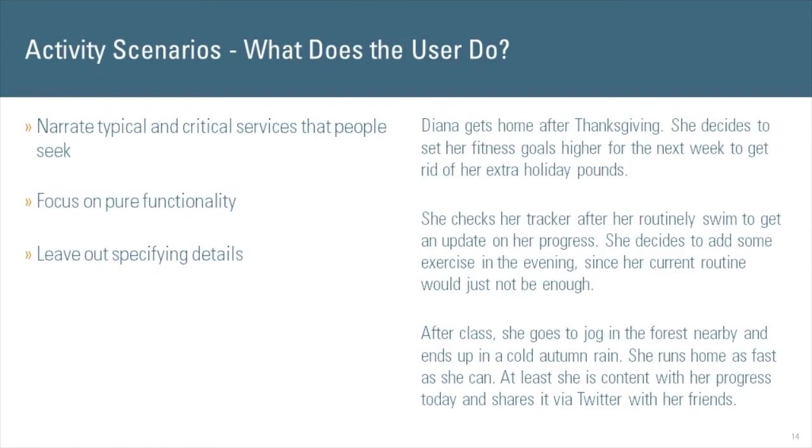After class, she goes to jog in the forest nearby and ends up in a cold autumn rain. She runs home as fast as she can. At least she is content with her progress today and shares it via Twitter with her friends. Something like this.